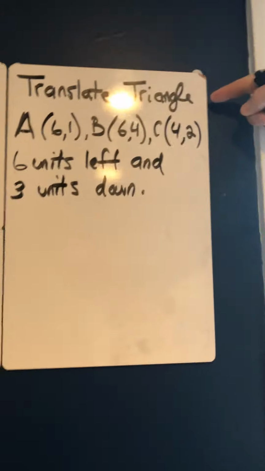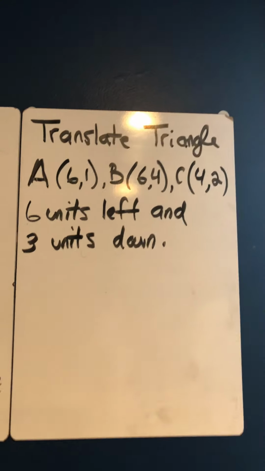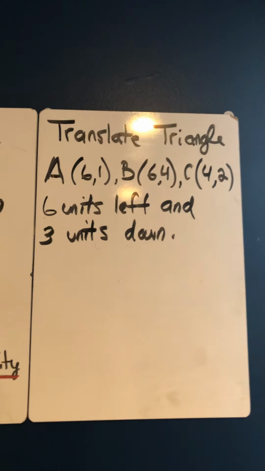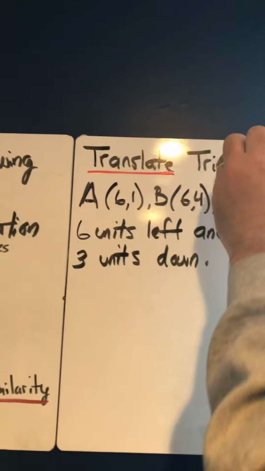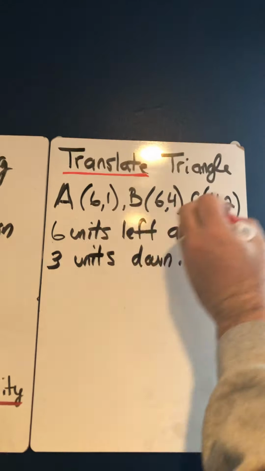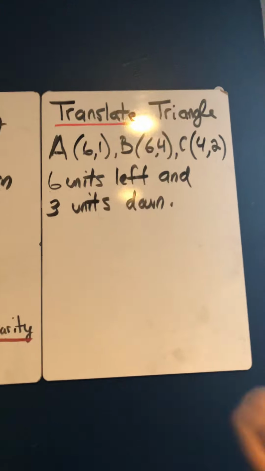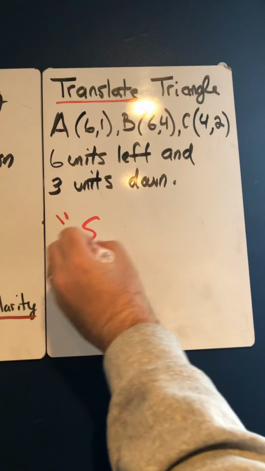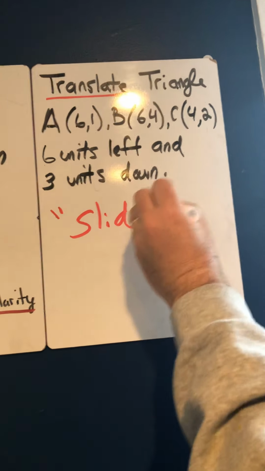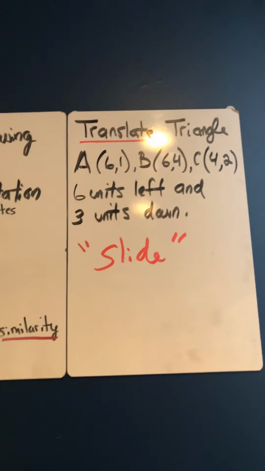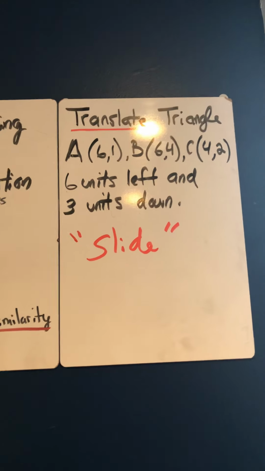Over here I have an example where it says I'm going to translate, that's a key word, triangle ABC. So there's the original image. 6 units left and 3 units down. A translation is a slide. That's the big thing to remember. We're going to slide this image.